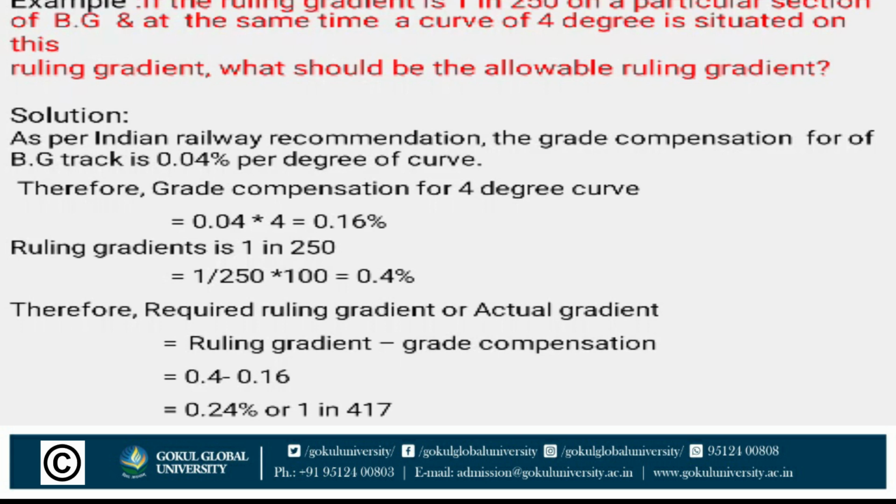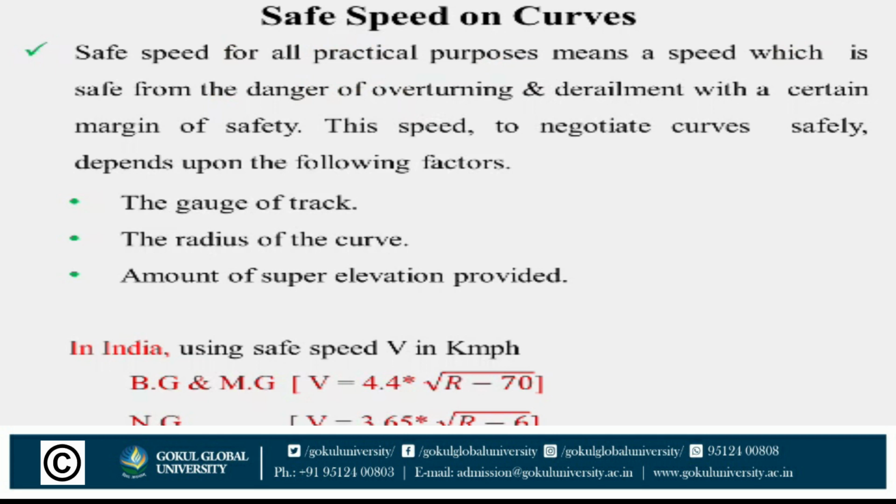Therefore the compensation of grade required is 0.16%, and the allowable gradient is equal to the ruling gradient minus grade compensation. It is equal to 0.4 minus 0.16, which is 0.24% of the grade required when the train passes through the curve. It is also written as 1 in 470.